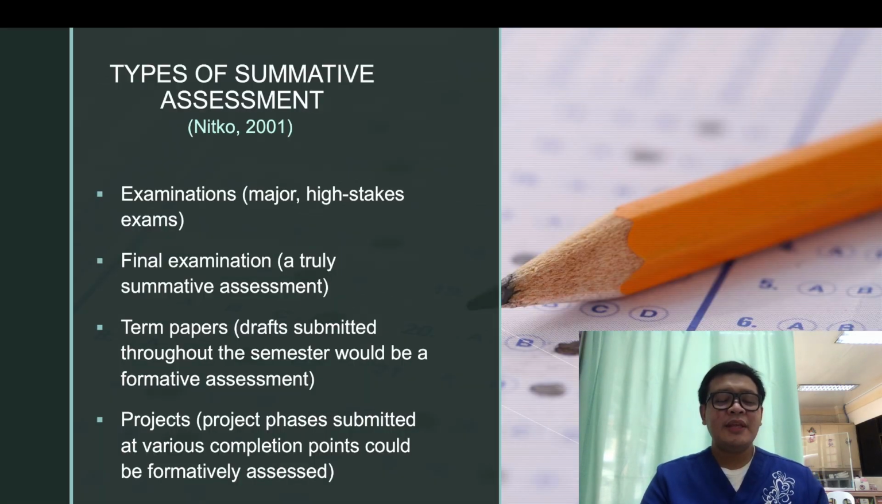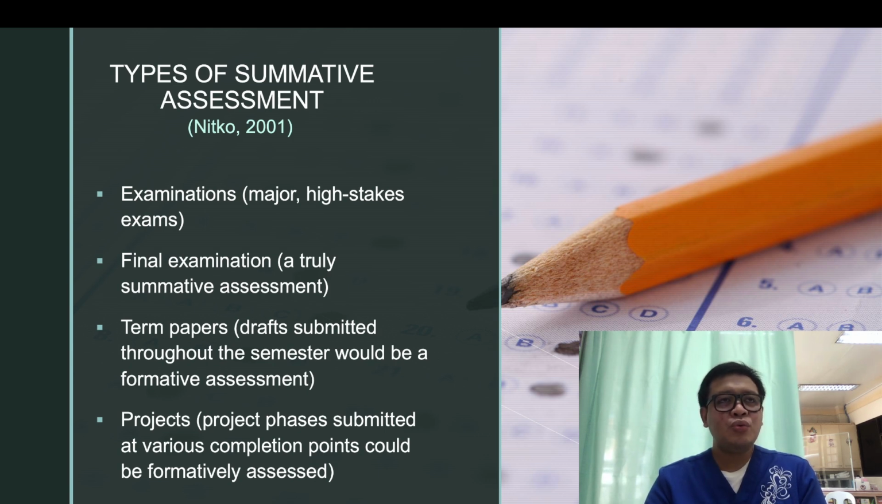Next, the types of summative assessment according to NITCO 2001. First is examination. Of course, most of the schools are doing this one. They give examinations at the end of every class or at the end of every quarter. There are certain major exams and high-stakes exams. Next, final examination, which is truly a summative assessment.